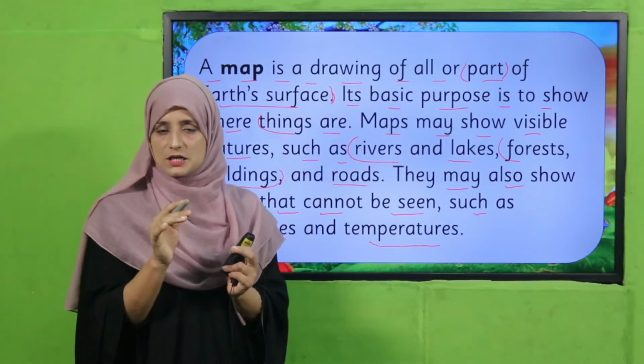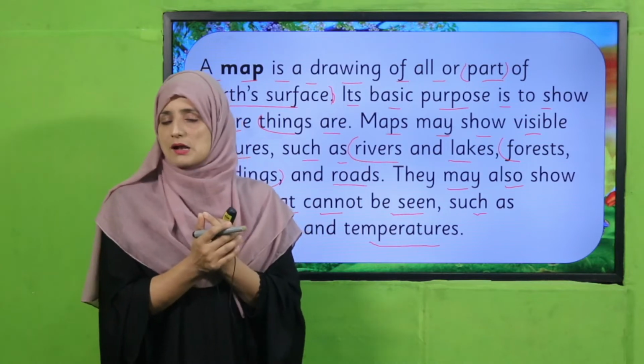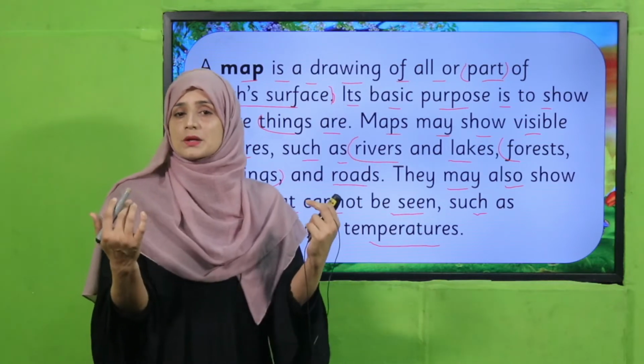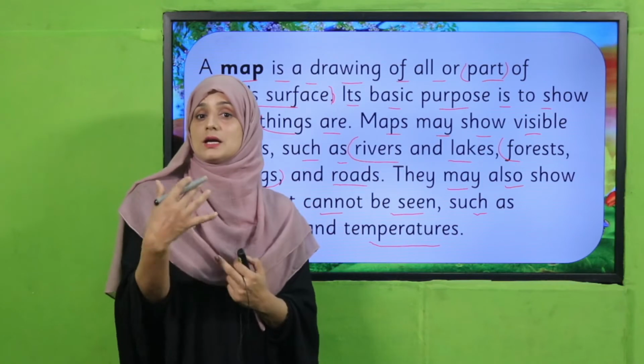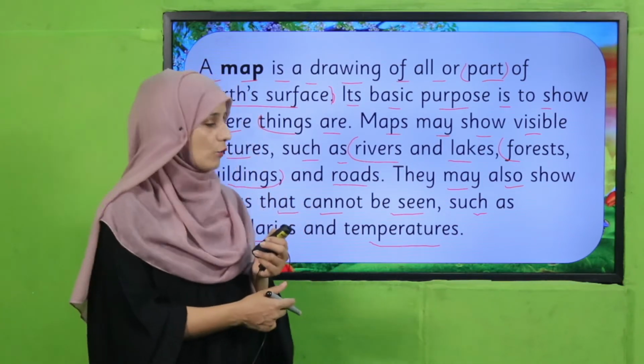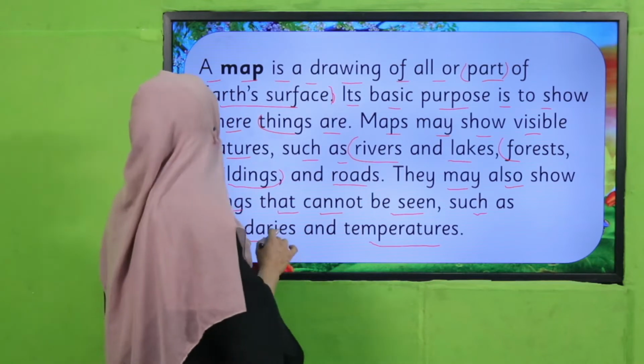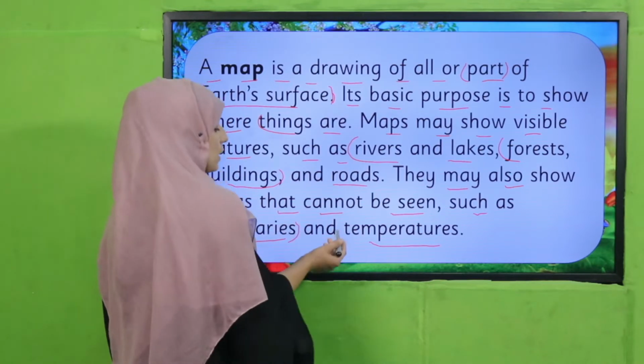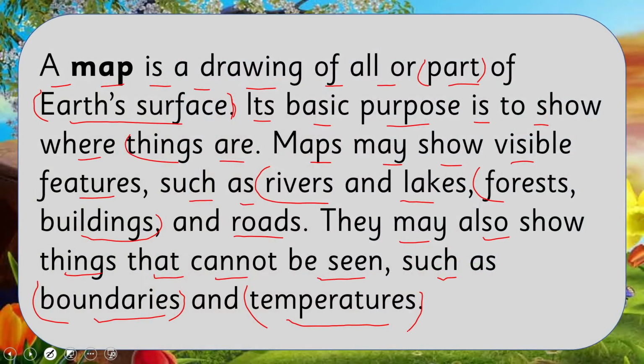Its purpose is that it will guide us. A map always guides us about things, where these things are located and how we can get to them, how we can approach them. It also tells us about boundaries and temperatures, how temperature is high and how temperature is low, and in which places.